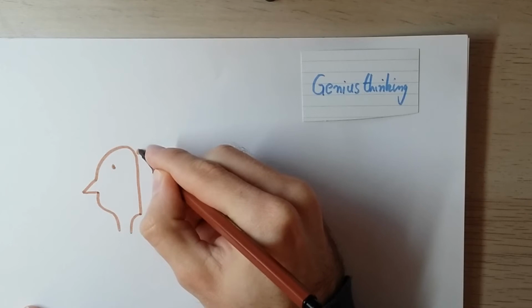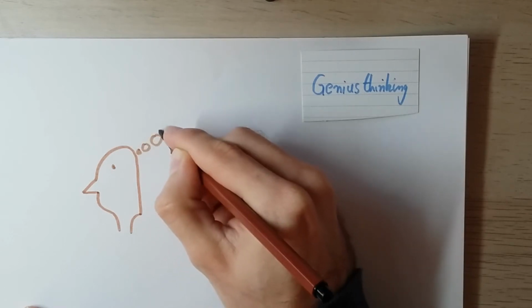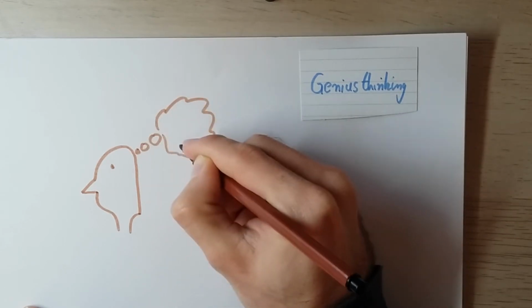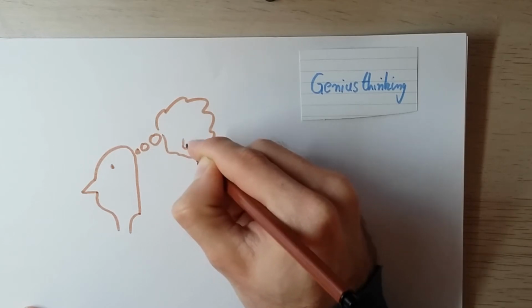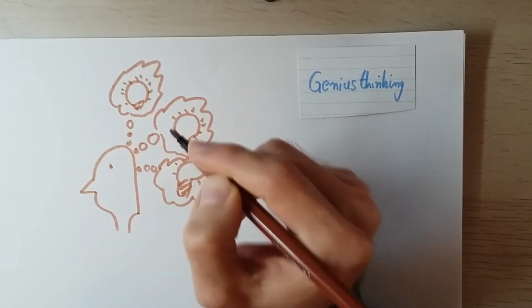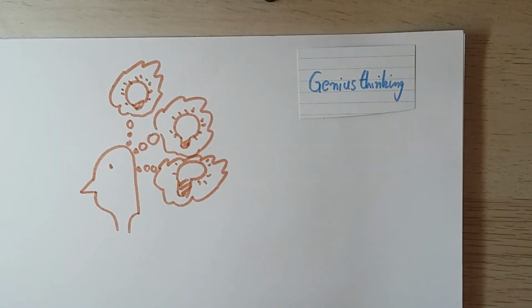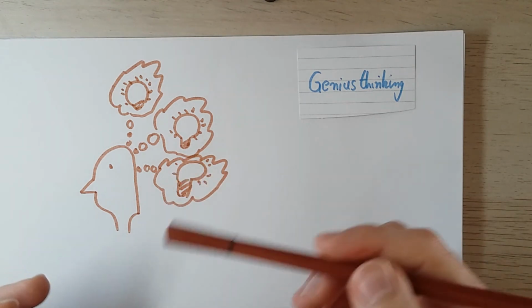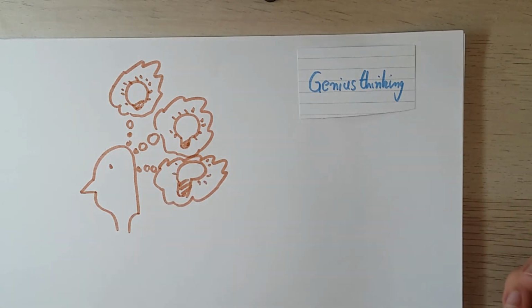A lot of people think genius thinking means this. You get a light bulb moment, and not only one. So that's what a lot of people think genius thinking is. They think a genius is just a person for whom light bulbs are going off left and right wherever they're walking. This is, however, not really what a genius is. This is just what people think a genius is.